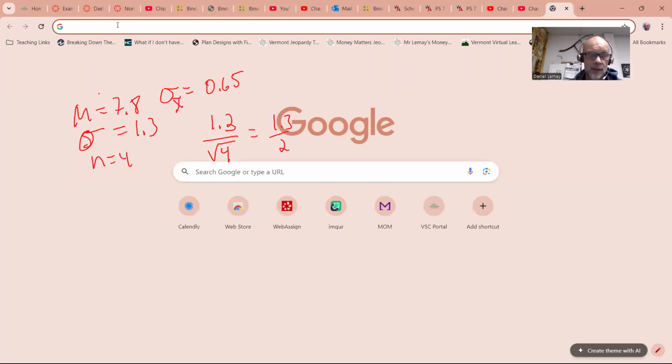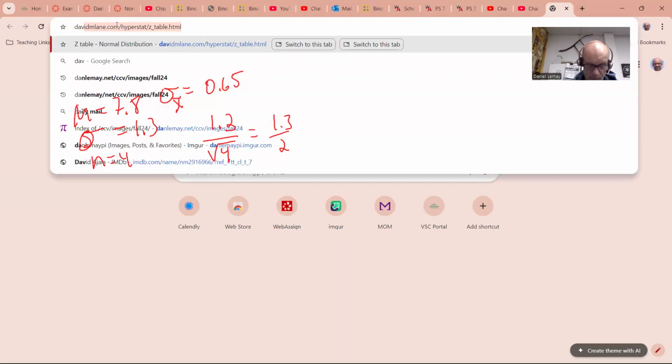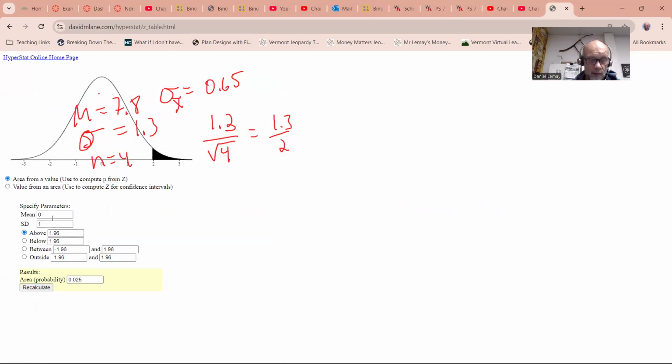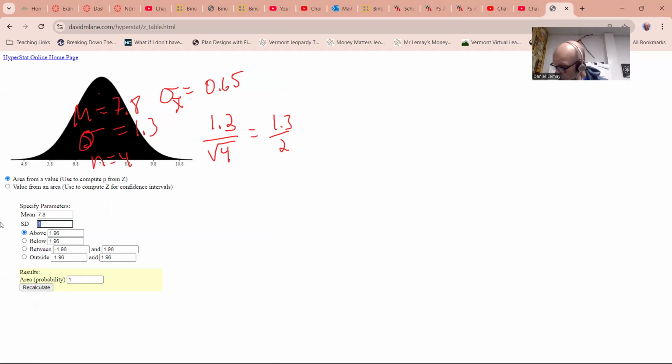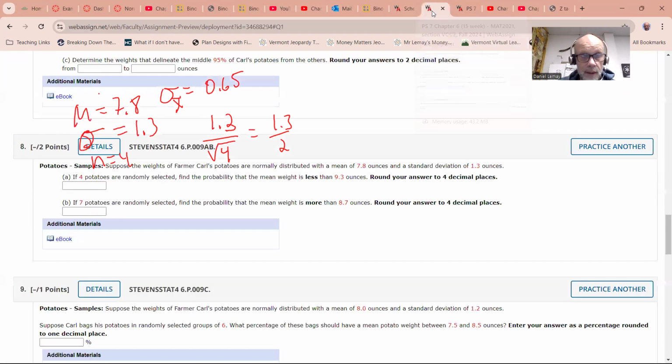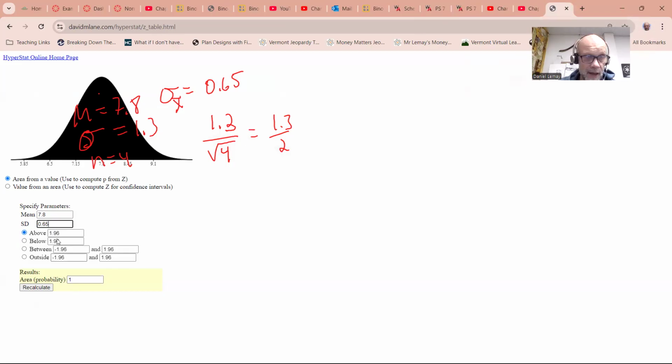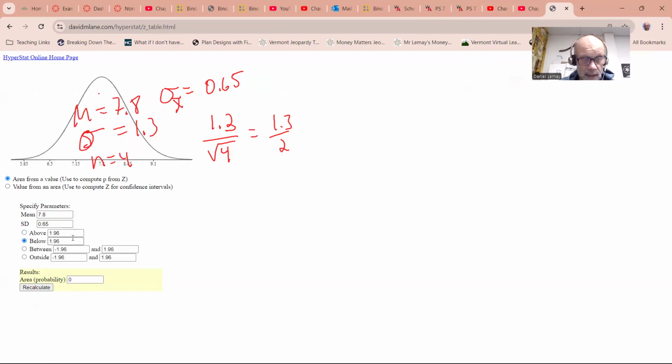It's not showing up for me, so I'm just going to do David Lane normal, and this is the function on my screen. Oh, there it is, z-score normal table. Okay, so we've got a mean of 7.8. We got a standard deviation of 0.65, and we want to know, let's see, I didn't write that down. We want to know less than 9.3. What's the probability of getting a sample of 4 potatoes where the average is less than 9.3 pounds, was it?